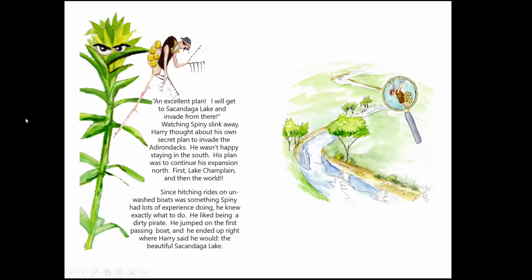Watching Spiny slink away, Harry thought about his own secret plan to invade the Adirondacks. He wasn't happy staying in the South. His plan was to continue his expansion north, first Lake Champlain, then the world. Since hitching rides on unwashed boats was something Spiny had lots of experience doing, he knew exactly what to do. He liked being a dirty pirate. He jumped on the first passing boat. He ended up right where Harry said he would be, in the beautiful Sacandaga Lake.